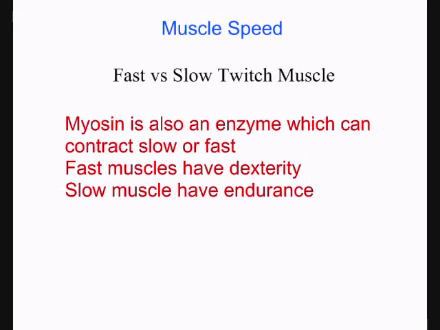A third way to look at muscle action is the speed of the muscle. Remember we talked about how myosin is one of the major proteins in the contraction of muscle. Well, myosin is also an enzyme. It's an ATPase. That's how we get the ATP to cross-bridge to actin. And it can do this fast, it can do it slow. So we have two different types of muscles, which are fast and slow contracting muscles. In general, fast muscles are for dexterity and slow muscles are for endurance.